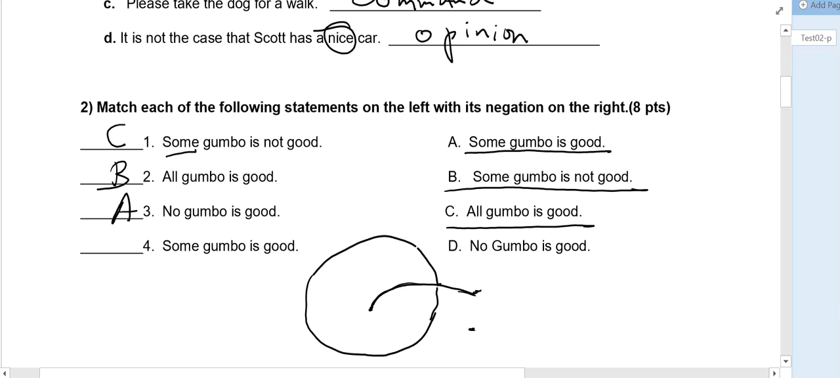Some gumbo is good. It only takes one to be good. Gotta fix my eraser and make it smaller. Well, some gumbo is good, so we know there's at least one on the inside, right? Because it's some. But if I move it to the outside, no gumbo is good. D. So there you go.